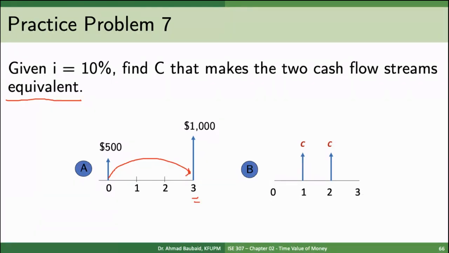So this is time period 3. That's our base time period, if you remember. And we can do the same thing here. We use the same base time period, and we move these here. The only difference is what we're going to get here is something in terms of C, right? It's some expression, I'll write just F of C, some expression in terms of C. And then we equate the two. So we equate the value that we get here after moving the 500 to F of C, and we solve for C, right? So hopefully that's kind of straightforward.